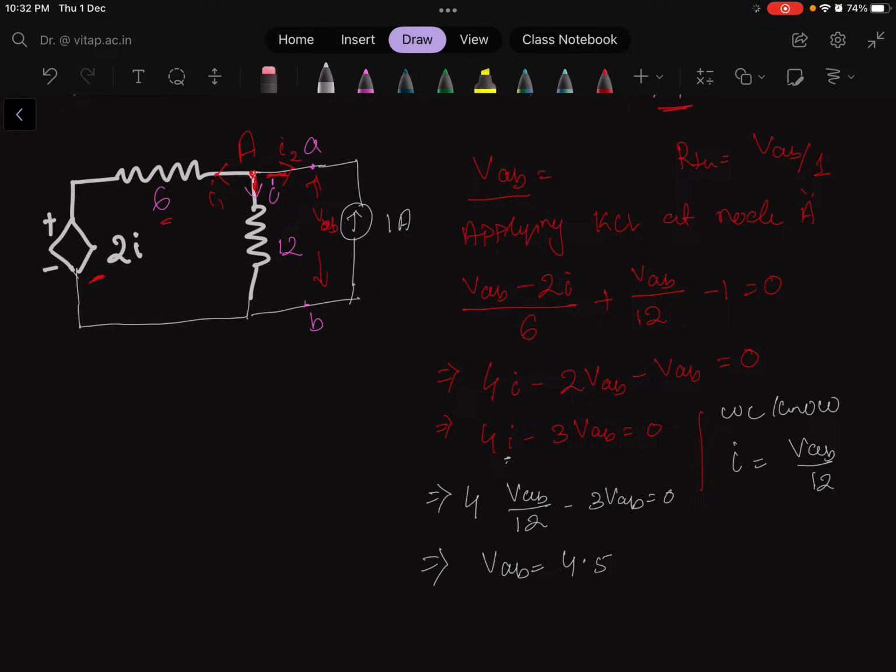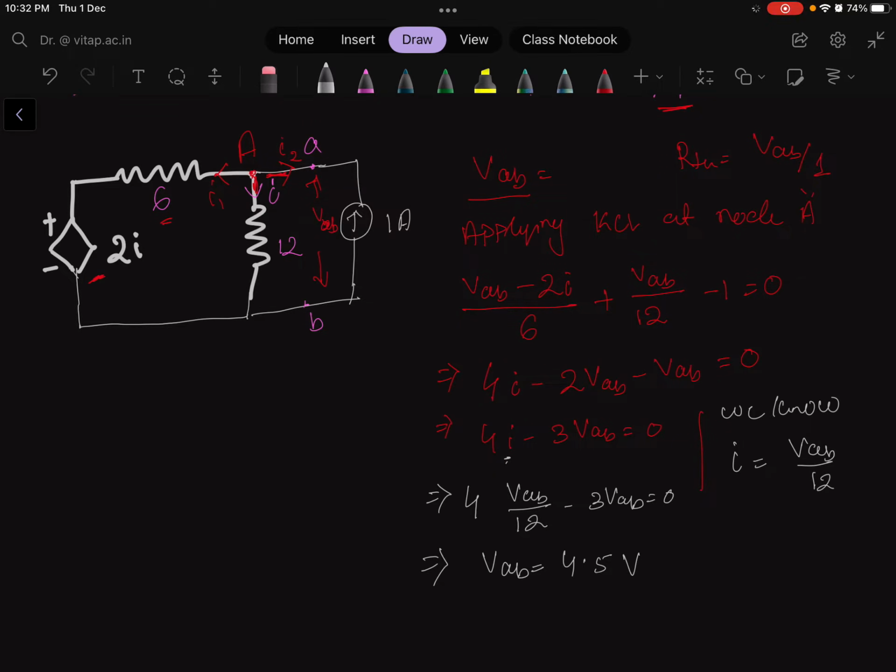Here you see only one variable is there and you can solve this equation for that. If you take the LCM, this will be 12. So 4 VAB minus 12 into 3 VAB is equal to 0 and we will get the value of VAB equal to 4.5 volts. So this is the value of VAB.